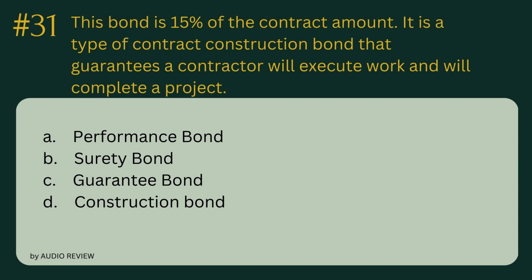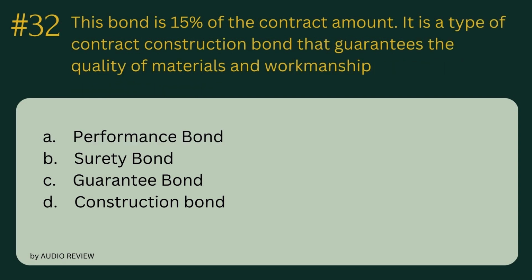Question 31. This bond is 15% of the contract amount. It is a type of contract construction bond that guarantees a contractor will execute work and will complete a project. Is it A. Performance bond? B. Surety bond? C. Guarantee bond? D. Construction bond? The answer? It's A. Performance bond. This bond is 15% of the contract amount. It is a type of contract construction bond that guarantees a contractor will execute work and will complete a project. Performance bond.